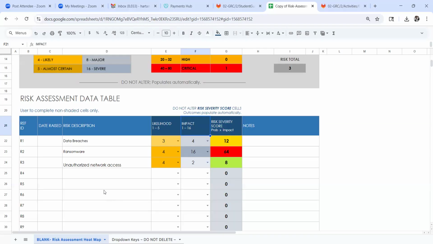And then risk severity score. Risk severity score is the product of likelihood and impact. Just 3 times 4 is 12, 4 times 16 is 64. This is the risk score, probability times impact. I have a question, is it 4, then 5, 6, 7? No, the impact is, you said 4, then 5, 6, 7, no.